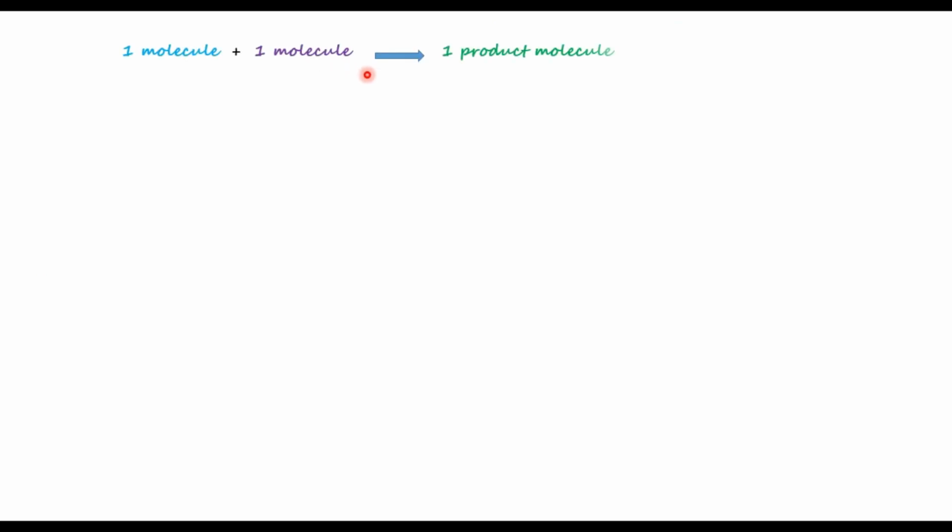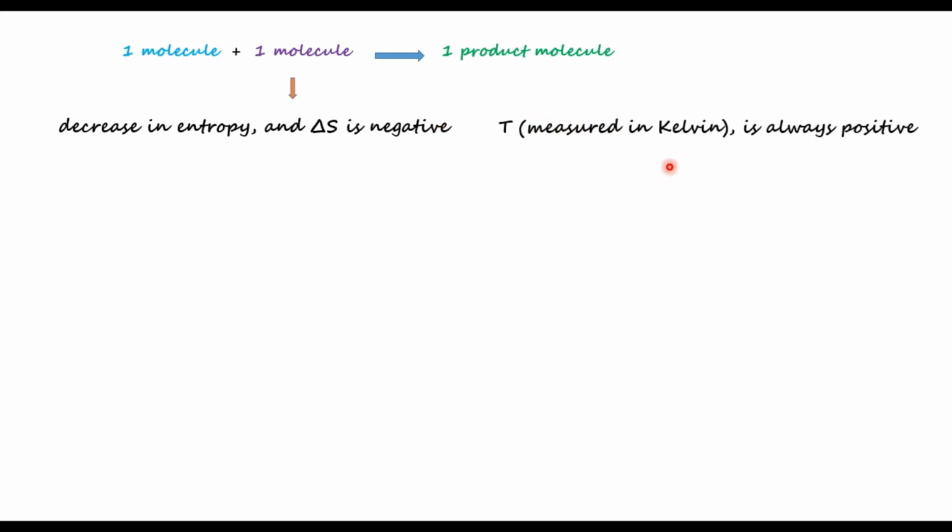Now let us consider the entropy term, minus T del S. This term will always be positive for an addition reaction because in an addition reaction, 2 molecules are joining together to produce 1 molecule of the product. This situation represents a decrease in entropy and del S will have a negative value, whereas the temperature component, which is measured in Kelvin, is always positive. Combining these 2 terms, we can see that minus T del S will be positive for an addition reaction.